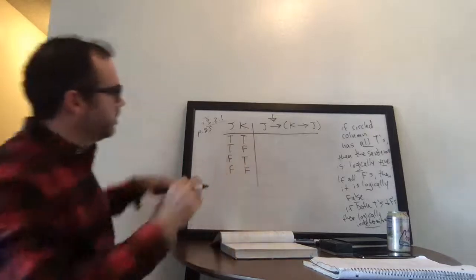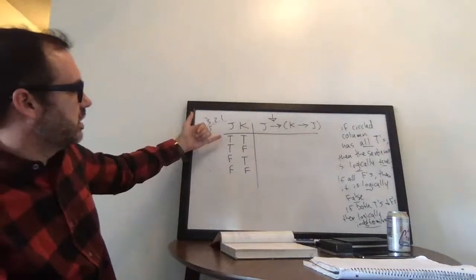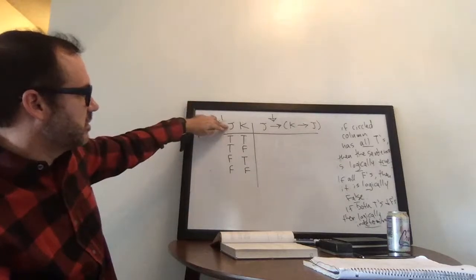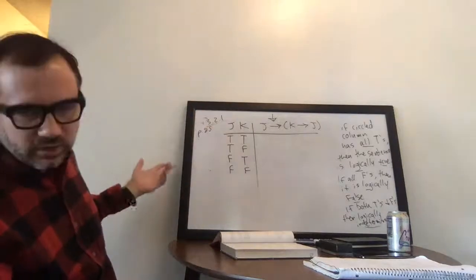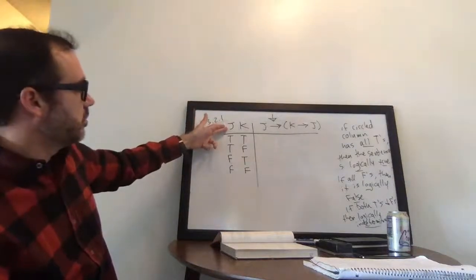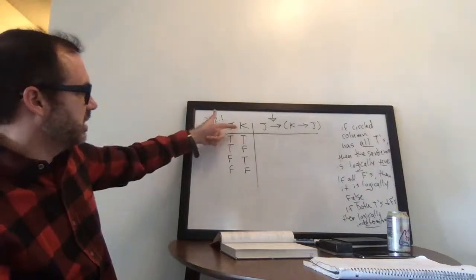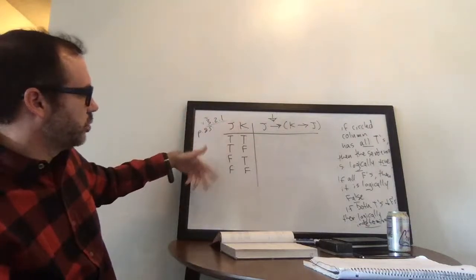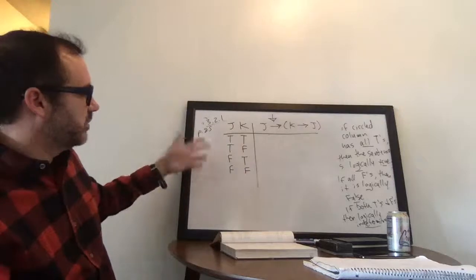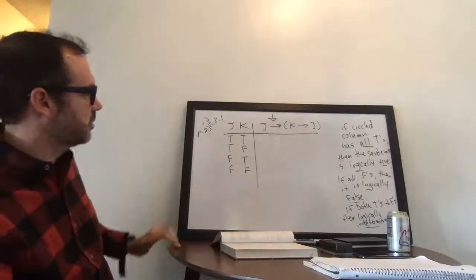Once again, this shows you every possible way of combining T's or F's in assigning them to these 2 sentences. One possible world is the world where J and K are both true. Another possible world is where J is true, but K is false. A third possible world is where J is false, K is true. And finally, we have the situation in which they're both false.